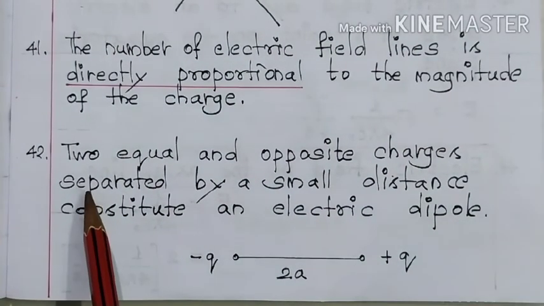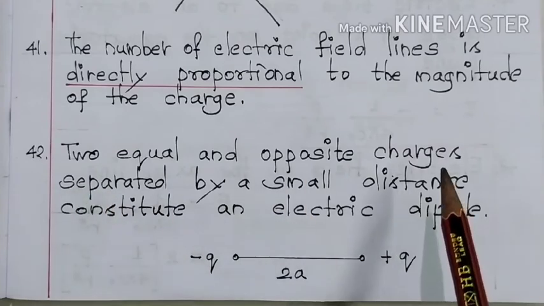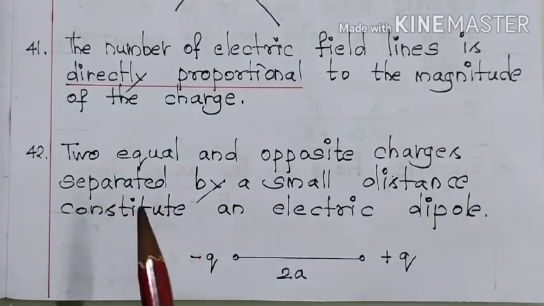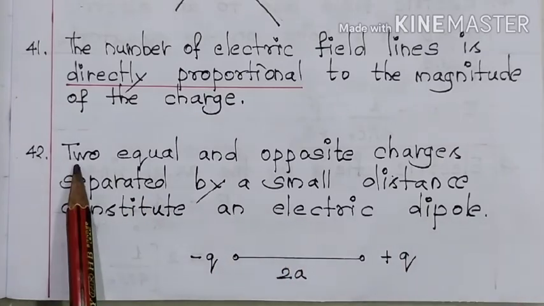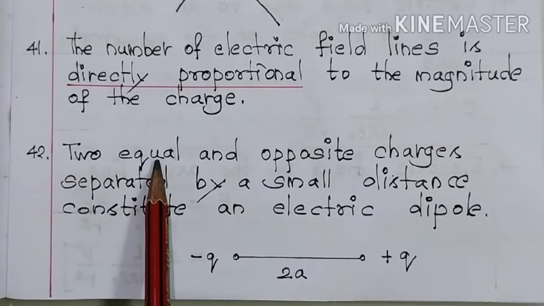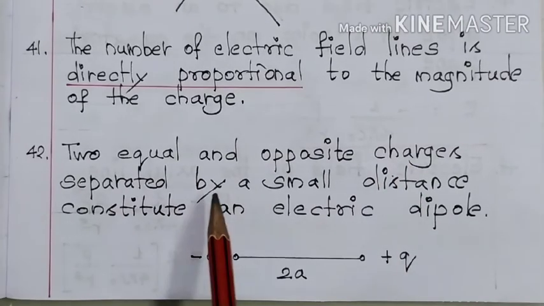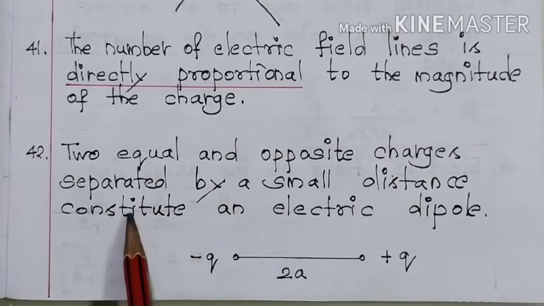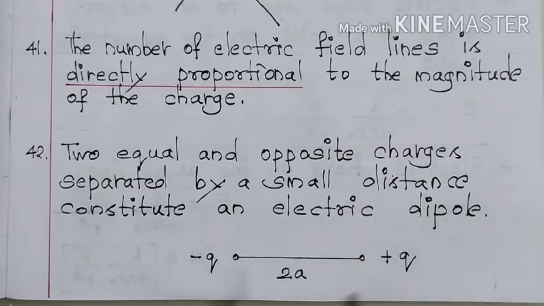It is a kind of definition for a dipole, an electric dipole. What is meant by an electric dipole? Two equal and opposite charges separated by a small distance constitute, that is, make an electric dipole.